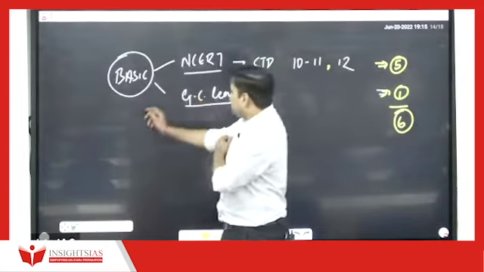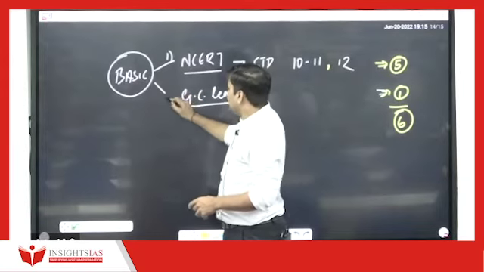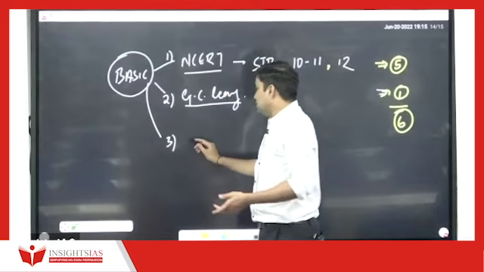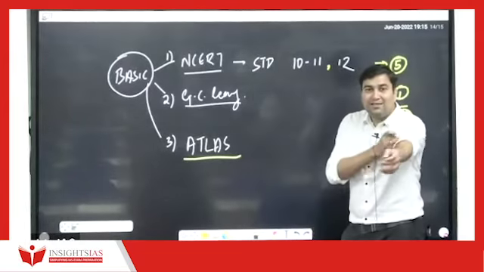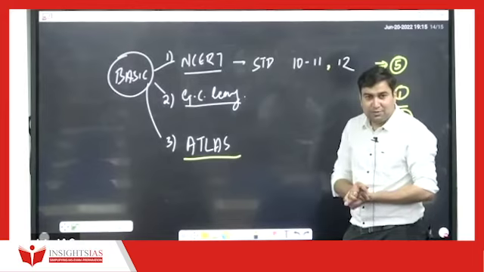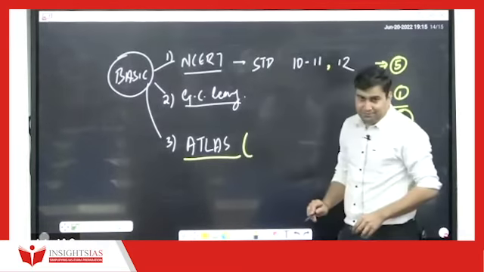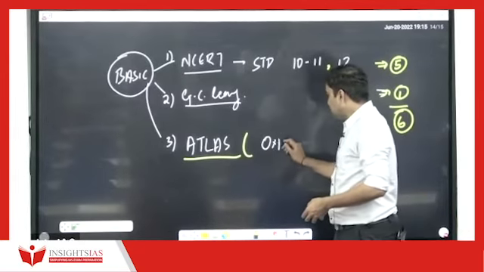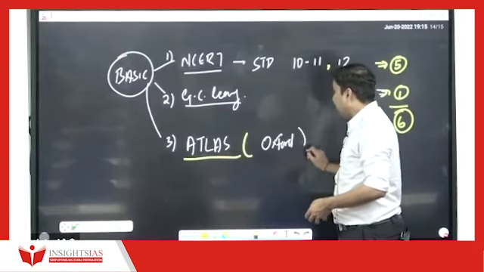So basic NCERT, GC Leong, and third which I say is the Atlas. Atlas is the most important thing for geography. Without an Atlas you won't be able to read anything. There are two Atlases, but the one which is more important is the Oxford Student School Atlas.